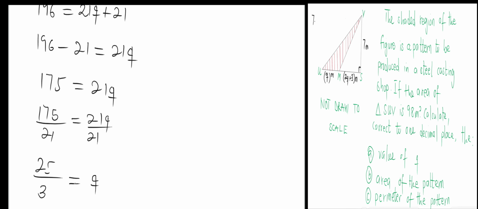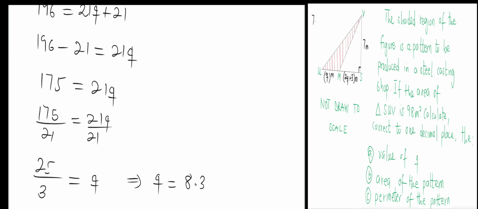But we have to leave the value of q in one decimal place. So in decimal, this implies that q is equal to 8.33. So in one decimal place, it's going to be 8.3. So this is the value of q.